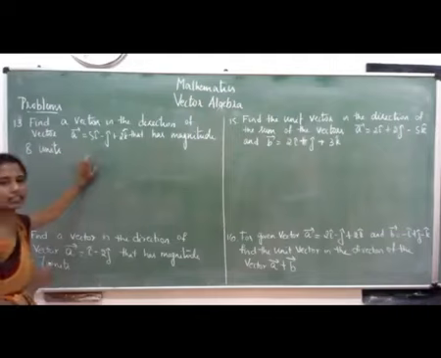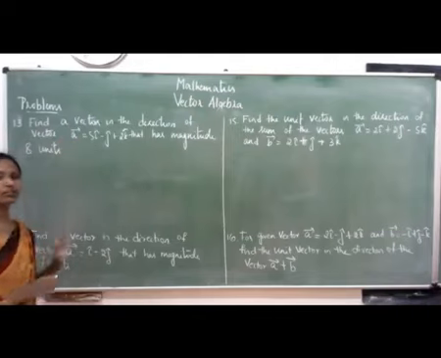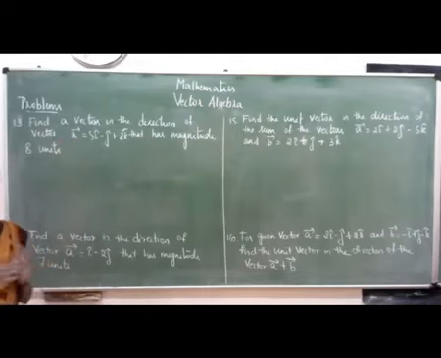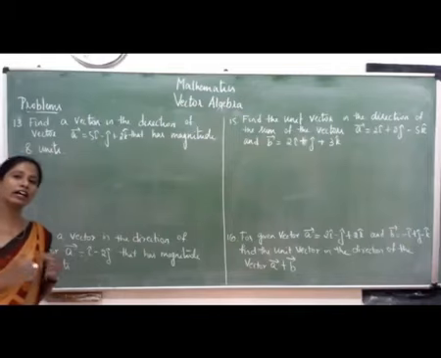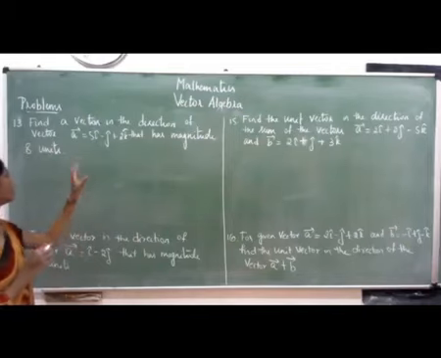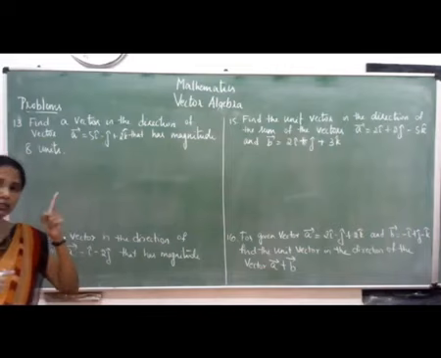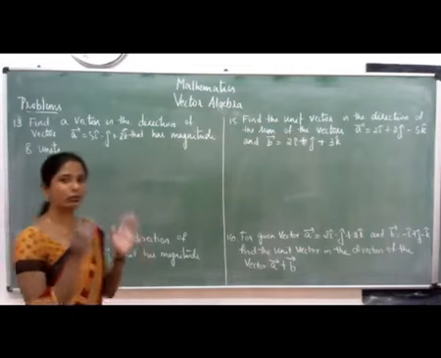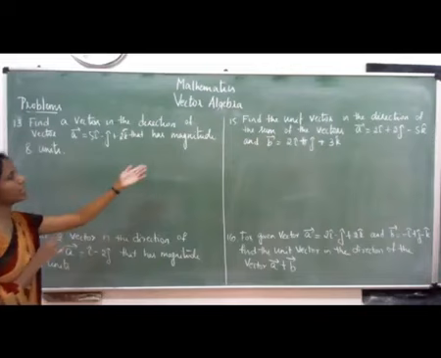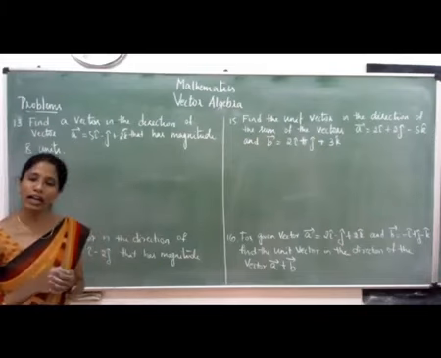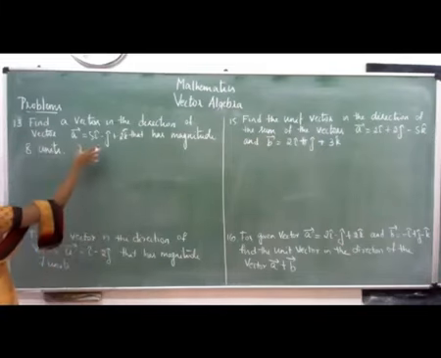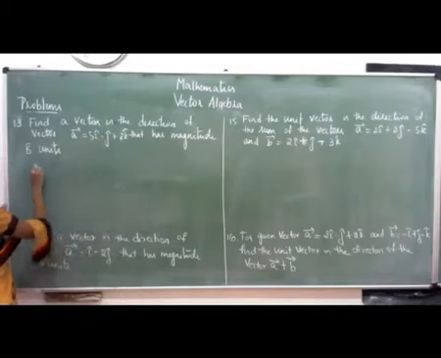So in order to find this, first for the given vector, we need to find a unit vector. When we are able to find one unit for this vector, then if we multiply that one unit by 8, we get a vector of magnitude 8 units. So let us first find the unit vector for the given vector.